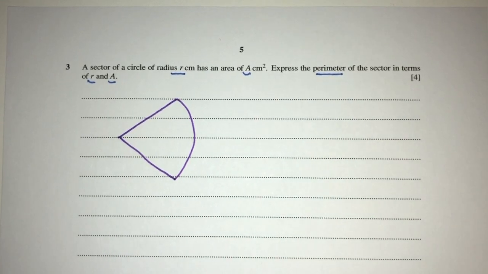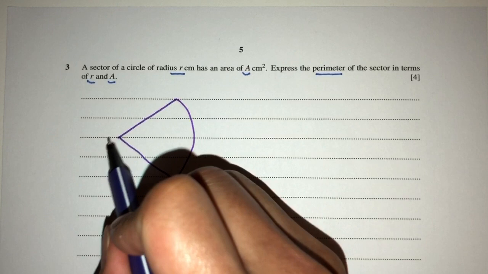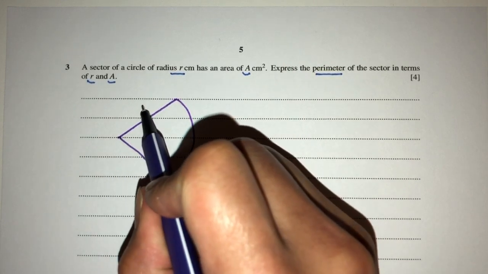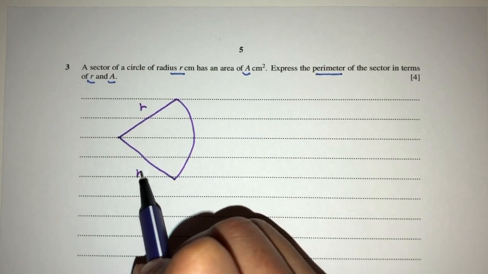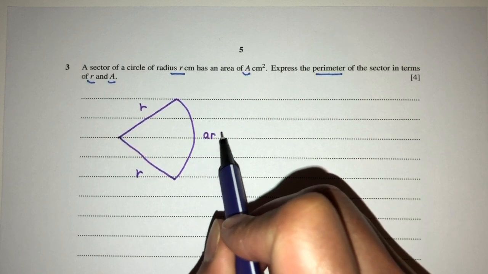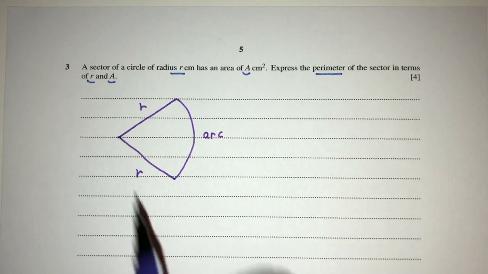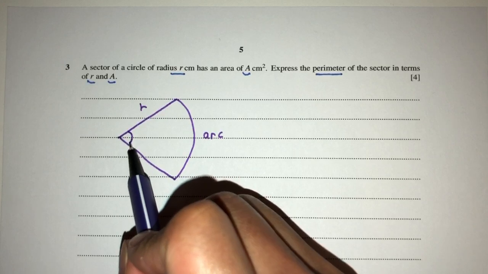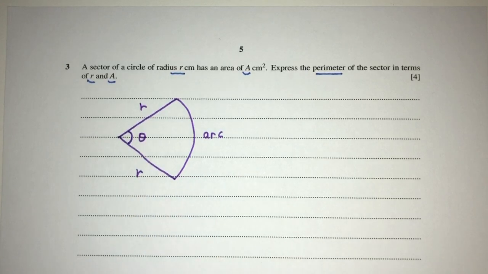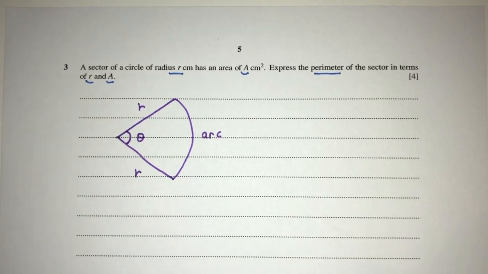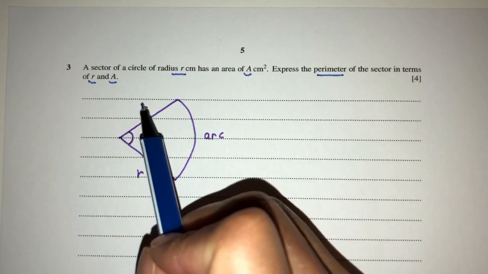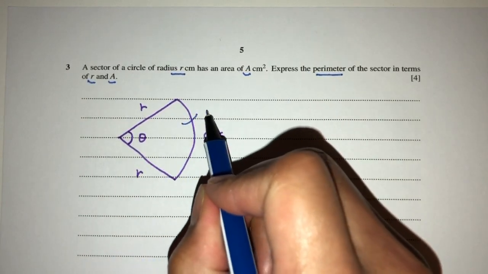So this is called a sector of a circle. This is obviously the center of the circle. This is the radius, this is the radius, and this is the arc of the circle. Now here we have an angle. Let's name the angle theta, in radians. Now what do we know about this? We know that the radius is r and it has an area of A.